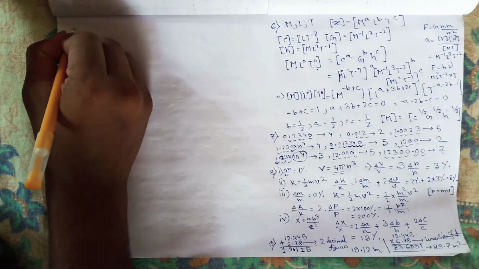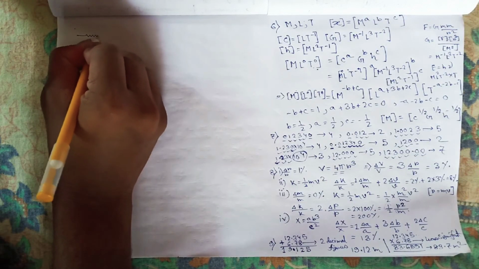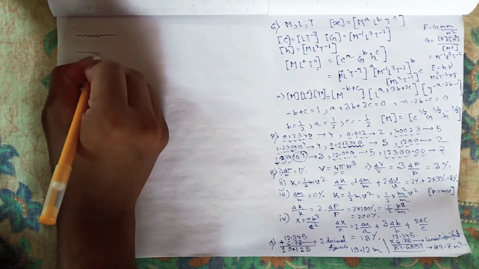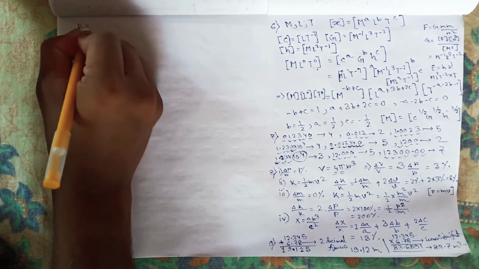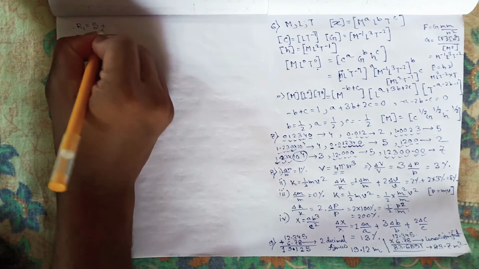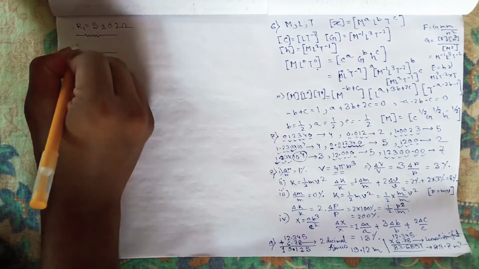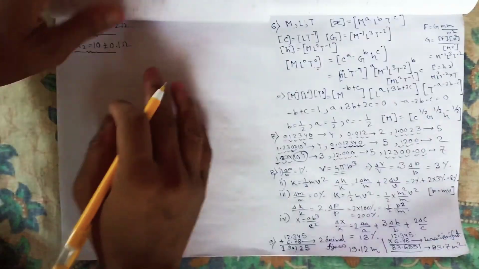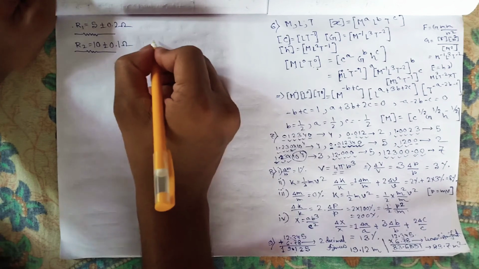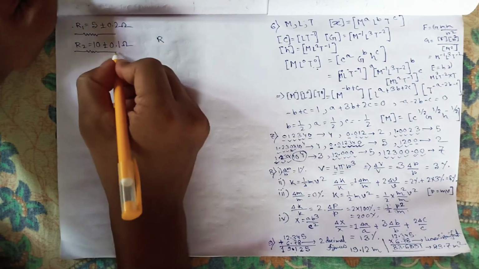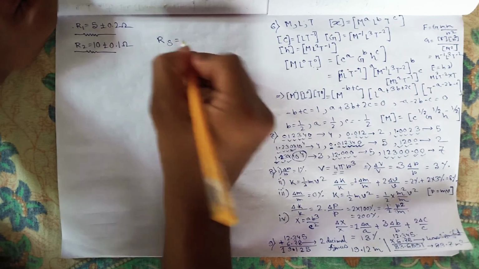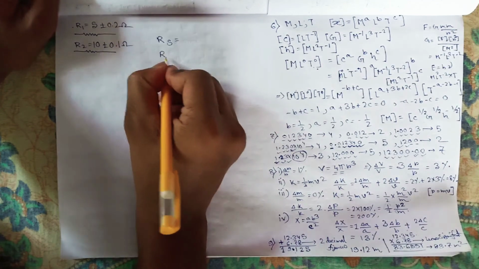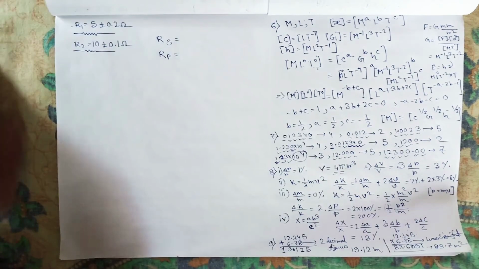So we are taking two resistors, one having R1 equal to 5 plus minus 0.2 ohm and R2 equal to 10 plus minus 0.1 ohm. Now we have to find the series combination of the two resistors, RS, and the parallel combination of the two resistors, RP.